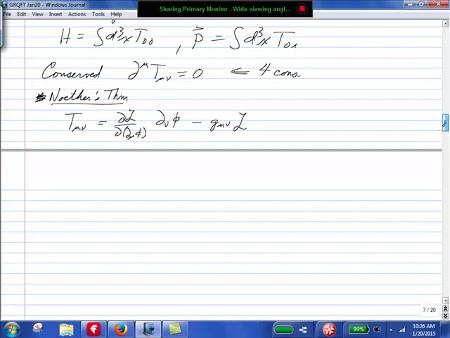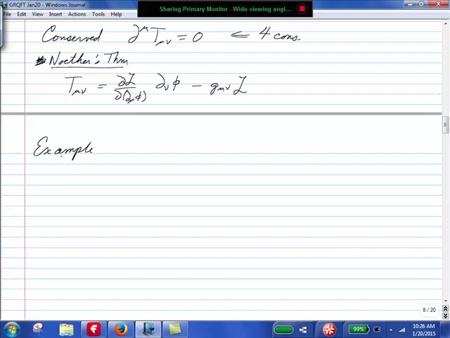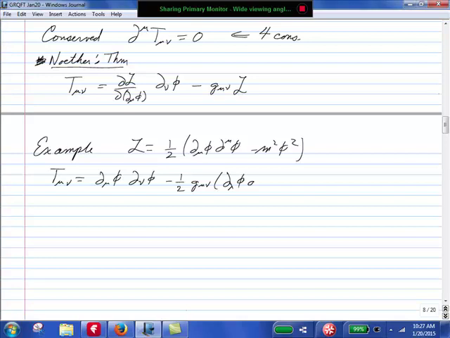The example I'll start with is just a scalar because it has no complications. We'll come back to these other things otherwise. If you take the Lagrangian, it's just 1/2 d mu phi d mu phi minus m squared phi squared. Then T mu nu is d mu phi d nu phi. You can see that first piece come from that. Minus 1/2 g mu nu times d lambda phi d lambda phi minus m squared phi squared. Okay.